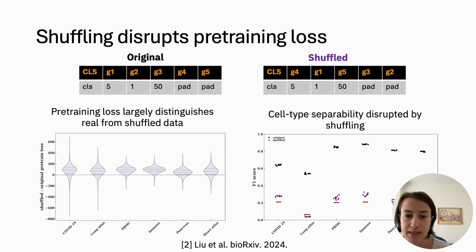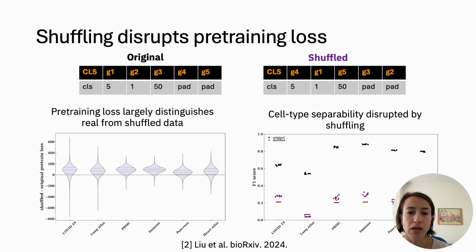In both of these cases we evaluate on datasets from SC-eval, and we just take a single batch as a representative case for each dataset. So on the left here we compute the difference, the gap between the shuffled and the original data pre-training loss. And what we see here is that in many cases the model assigns significantly higher loss to shuffle data, suggesting that it can distinguish real data from fake data, but it's not always the case. So in some of the samples here, the shuffle data gets as low or even lower error than the real data.